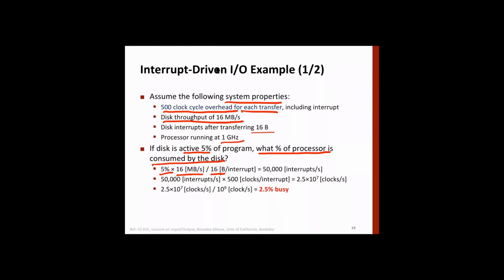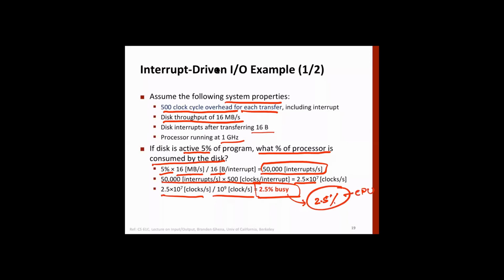Okay, so effectively we have 50,000 interrupts per second. Each interrupt takes how many cycles? 500 cycles. So the overall number of cycles will be 2.5 × 10^7 clock cycles per second. The overall percentage is this divided by the total number of clock cycles per second, which will be 2.5%. So it means that only 2.5% of CPU time is going to handle disk requests.